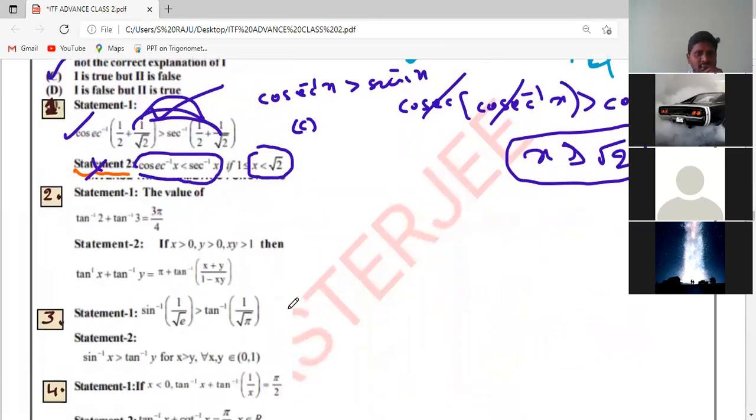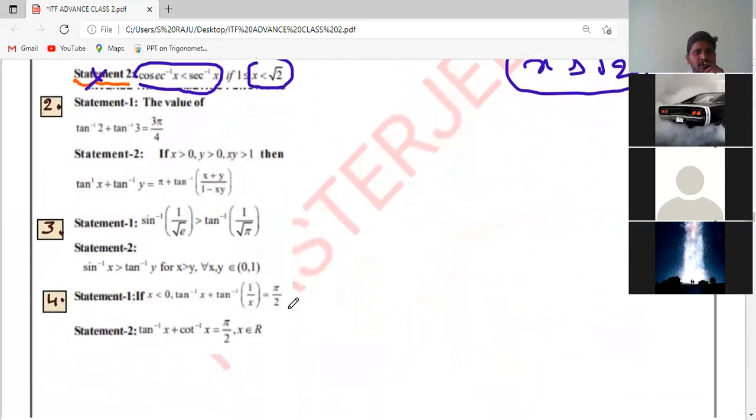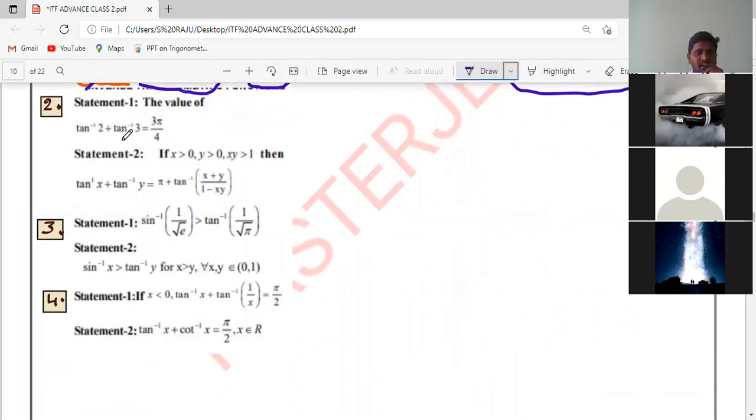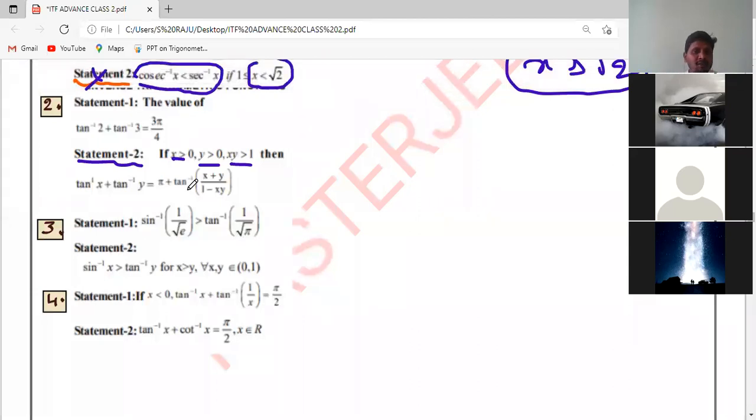Coming to the second one. Statement 1: the value of tan inverse 2 plus tan inverse 3 is equal to 3 pi by 4. Statement 2 is a property they have given. First of all, is this property correct? Do you know this property: x greater than 0, y greater than 0, product xy greater than 1, then tan inverse x plus tan inverse y is equal to pi plus tan inverse of (x plus y) by (1 minus xy).